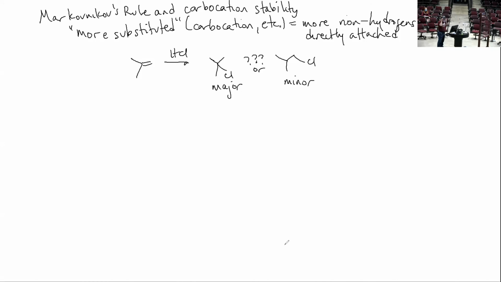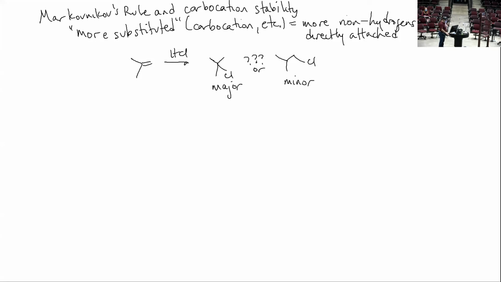But Markovnikov's rule is for figuring out what's going to be the major product in cases where both the reagent and the alkene are unsymmetrical. Up till now, I'd been carefully handpicking alkenes that were symmetrical, so there was no issue. But now we need to dive into this issue.